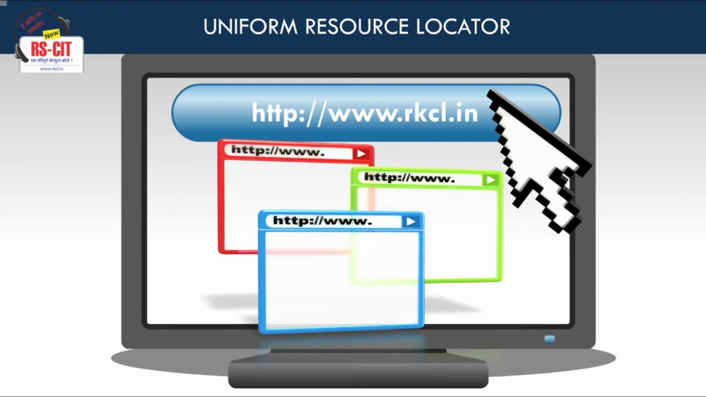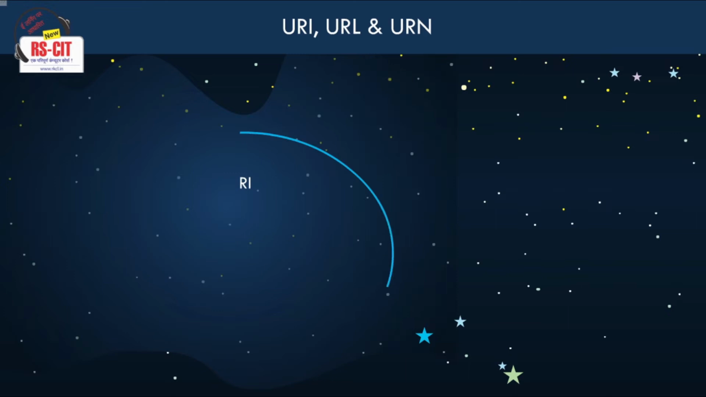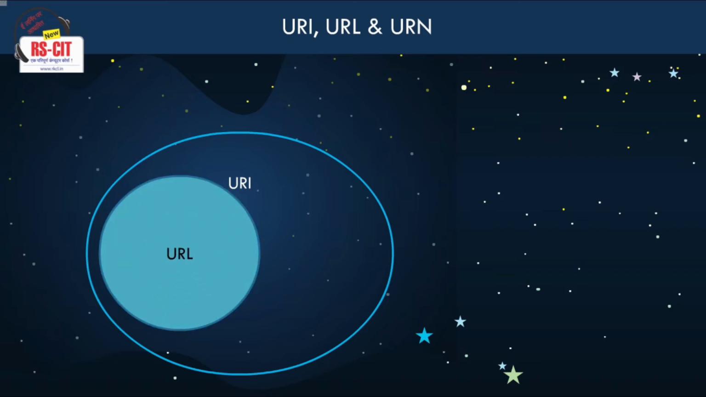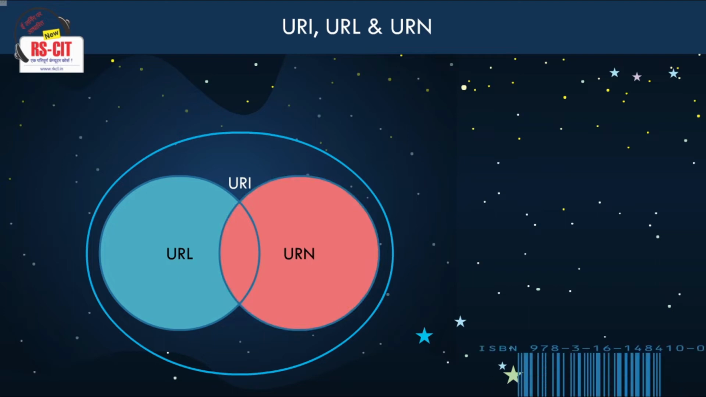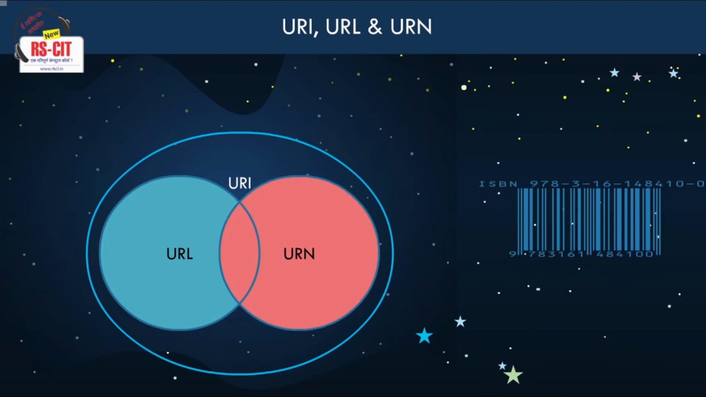Most web browsers display the URL of a web page above the page in an address bar. URL is a type of URI, that is Uniform Resource Identifier, that points to the physical resource over a network. URI is a string of characters used to identify a resource. URI can be either URL or URN, that is Uniform Resource Name, or both.